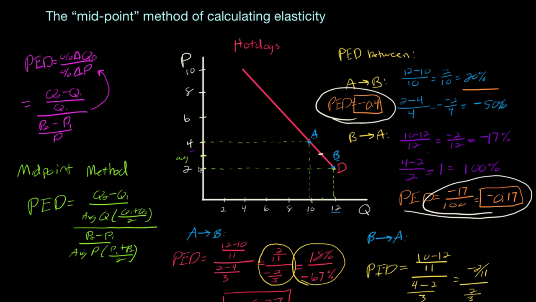Now, this midpoint method can be used for other types of elasticity as well. Later in this unit, you're going to be learning about cross-price elasticity of demand, income elasticity of demand, and price elasticity of supply. Using this method where we use the average quantity and the average price in our denominators when calculating percent changes in price and quantity, we're going to get a more accurate measure of elasticities of all types, whether it's cross, income, or price elasticity of demand or supply.